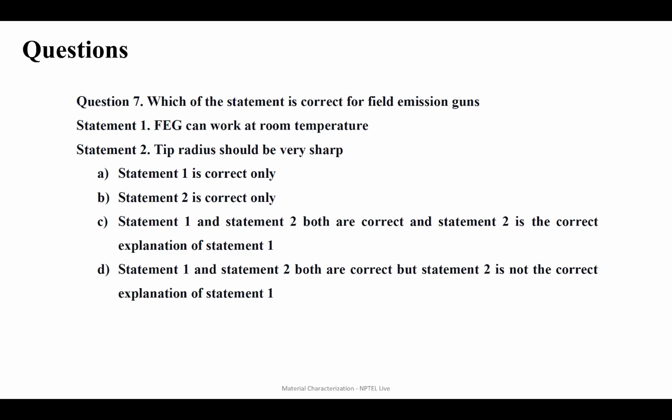So the correct answer would be D. Which of the statements is correct for field emission guns? Statement 1: Field emission gun, FEG, can work at room temperature. Statement 2: Tip radius should be very sharp. 1 is correct only, 2 is correct only, both are correct and 2 is the correct explanation of 1, both are correct but 2 is not the correct explanation of 1.